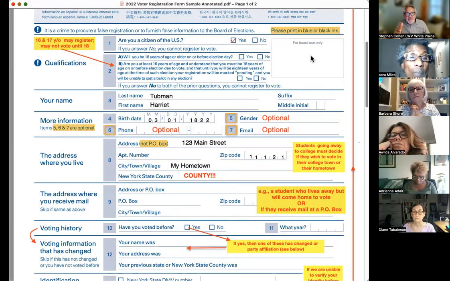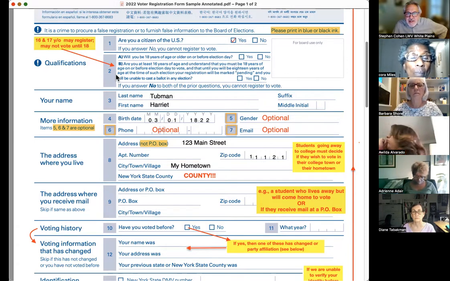And similarly, if an individual is 16 or 17 years old, as it says in this item 2 here, they're eligible to pre-register. And as it notes here, are you at least 16 years of age, and understand that you must be 18 years of age on or before election day to vote, and that until you are 18 years of age at the time of such election, your registration will be marked as pending. Okay, and then of course, if they answer no to both of these questions, then you thank them very much and you encourage them to come back at a later date and register.